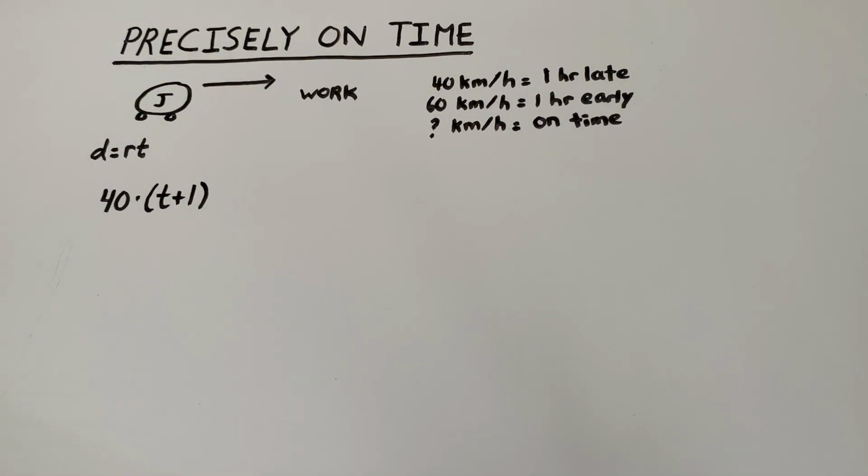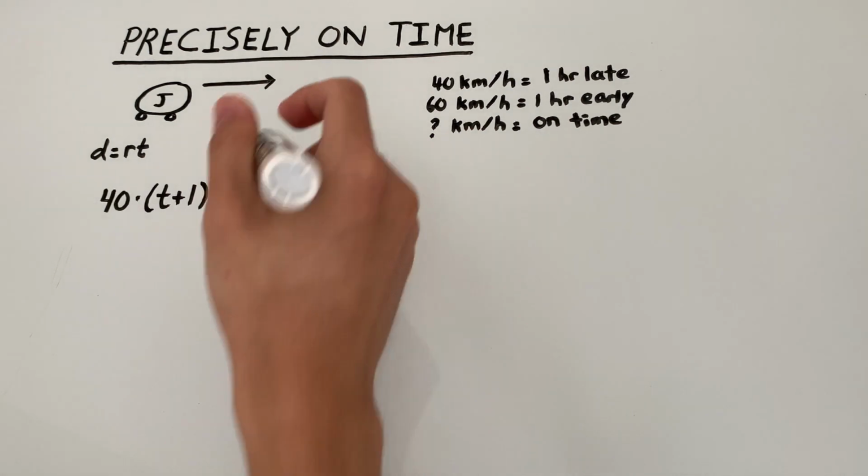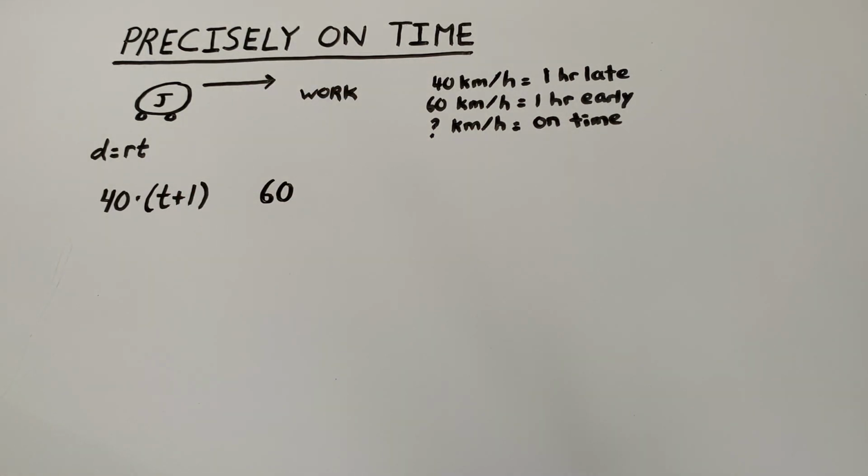Now let's use our second piece of information. Our second rate is 60 kilometers per hour. Arriving 1 hour early means he's spending 1 hour less on the road. So he would be spending T minus 1 hours driving.